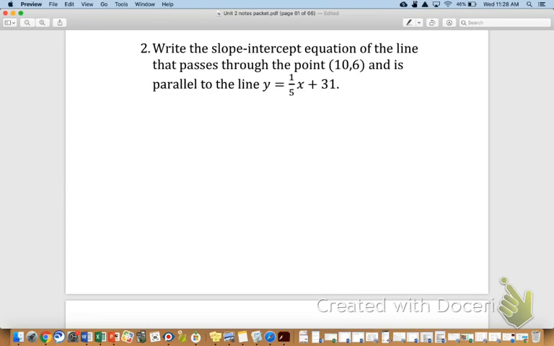So this says, write the slope-intercept equation of the line that passes through the point (10, 6) and is parallel to the line y = 1/5 x + 31. So I'm going to ask you this question. I might ask you again, but I'm going to ask you for sure right now. If I'm trying to write the graph or the equation, please don't just race off. I want to make sure you do this right the first time. So I want to give you a little guidance here.